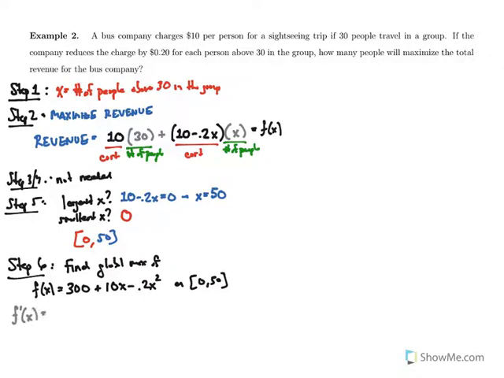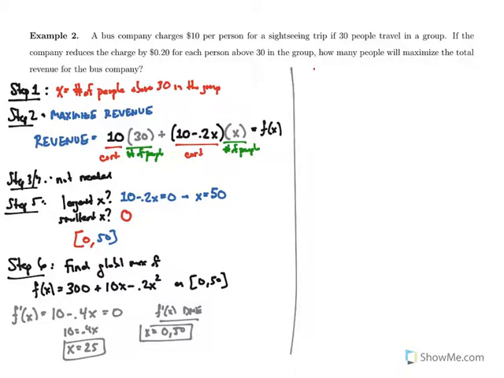So we find the derivative, which is going to be 10 minus 0.4x. We set that equal to 0. 10 equals 0.4x, so x is going to be equal to 25. And the derivative does not exist at 0 and 50, the endpoints. So plugging everything into the function, we have f of 0 is going to give us something, f of 25 is going to give us something, f of 50 is going to give us something.